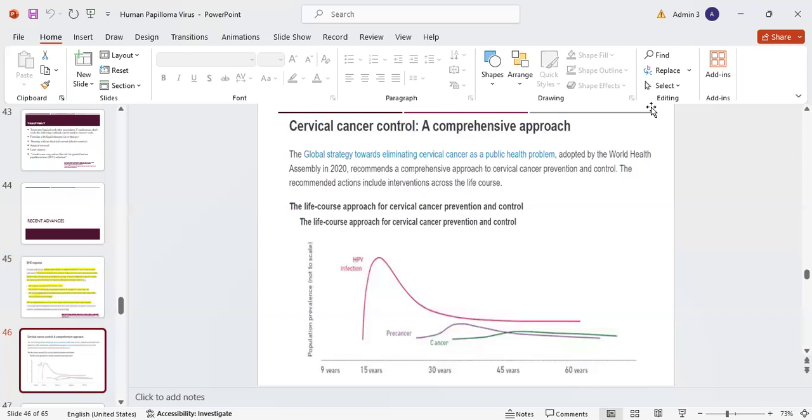The life course approach for cervical cancer prevention and control. This picture shows population prevalence and age distribution, where HPV infection is common, the precancerous stage is common, and the cancer stage is common.